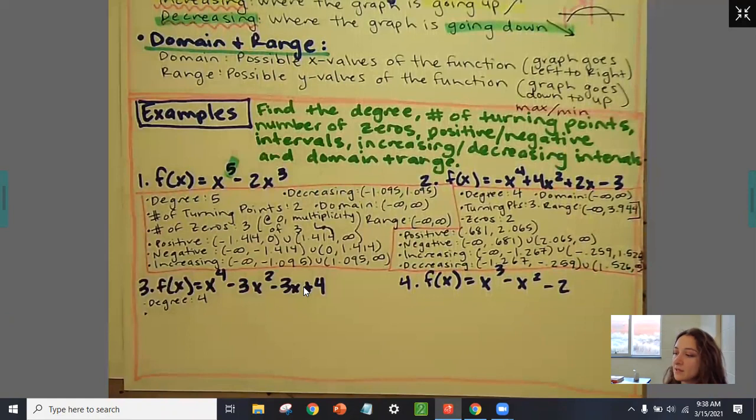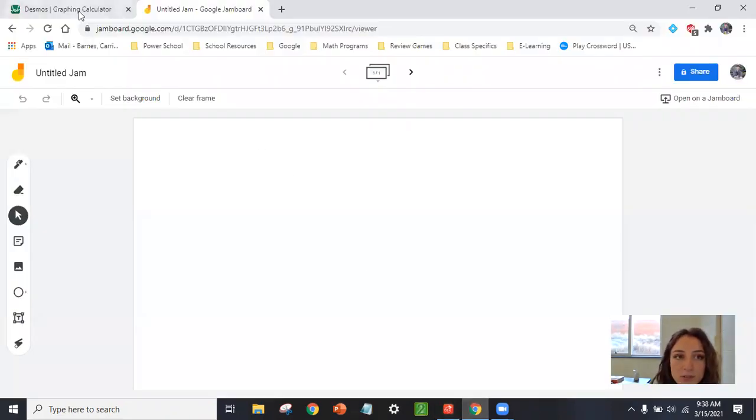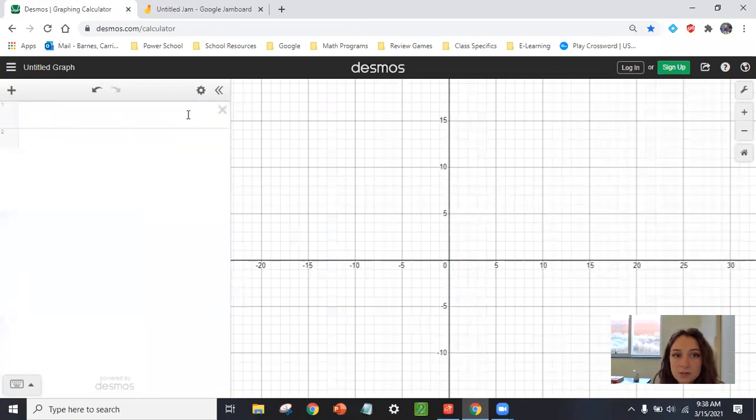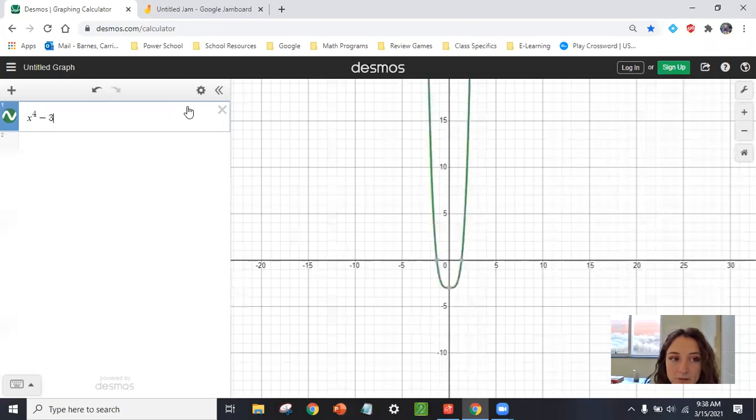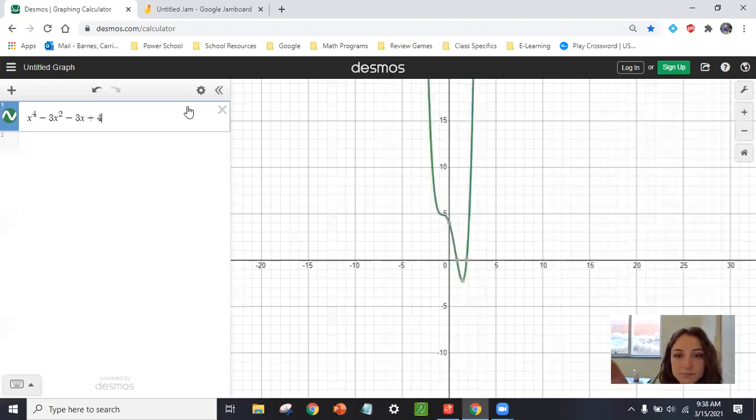Then we're going to go look at the number of turning points. Okay, so let's go look, and we are going to type this into Desmos. So x to the 4th minus 3x squared minus 3x and then plus 4.